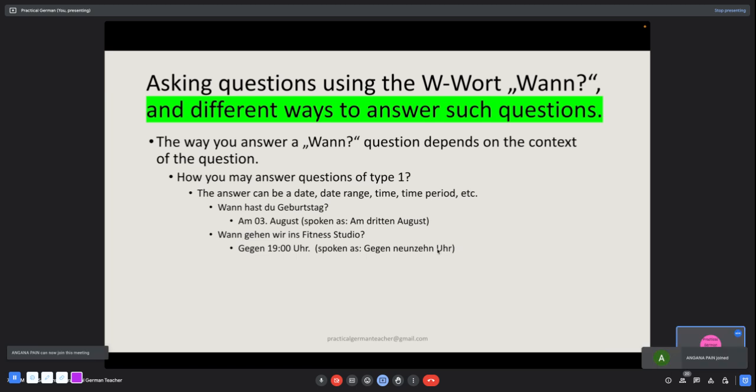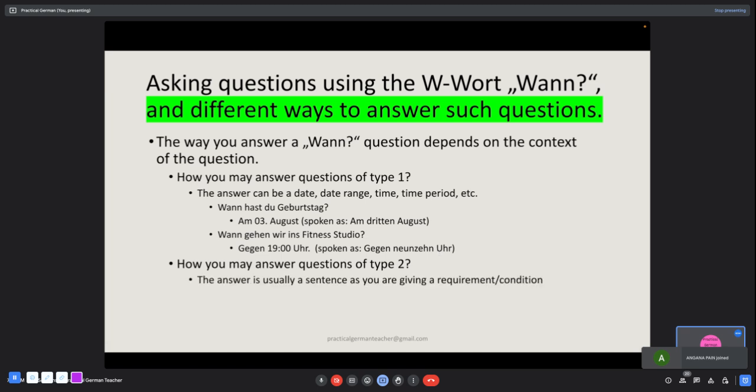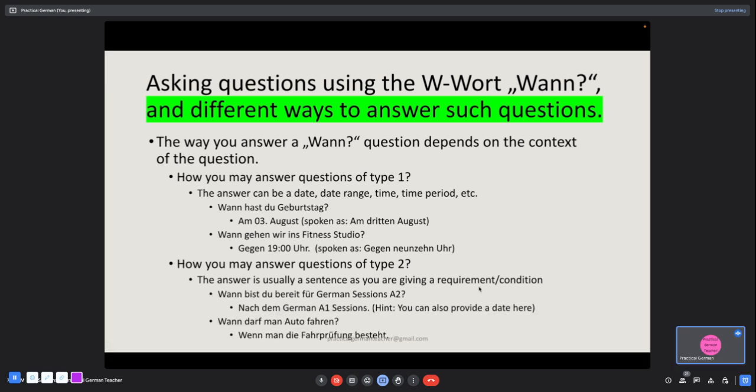Okay. All right. One more thing, how you may answer questions of type 2. The answer is usually a sentence. So the type 1 is just a date, or a time, time range, date range. The type 2 is you are giving a statement, a requirement, or a condition, right? It's usually a statement. So wann bist du bereit für German A2 Sessions? Nach dem German A1 Sessions, after. Wann darf man Auto fahren? Wenn man die Fahrprüfung besteht.